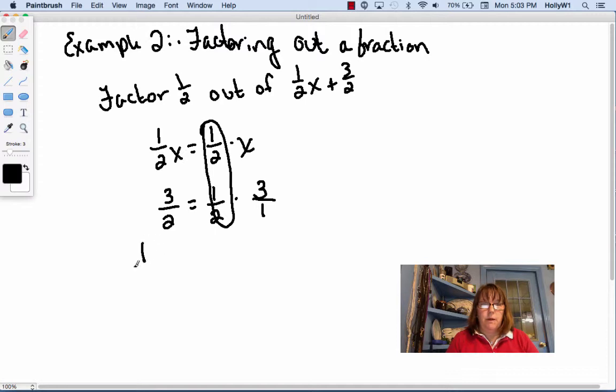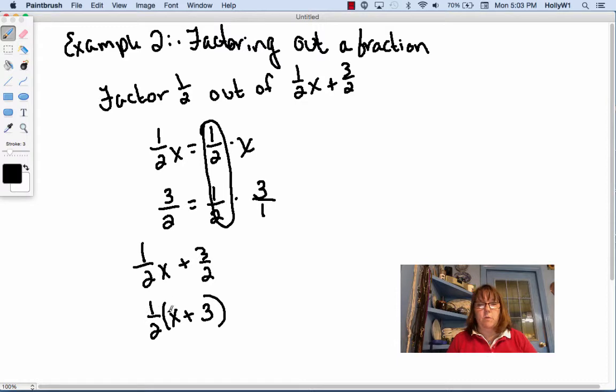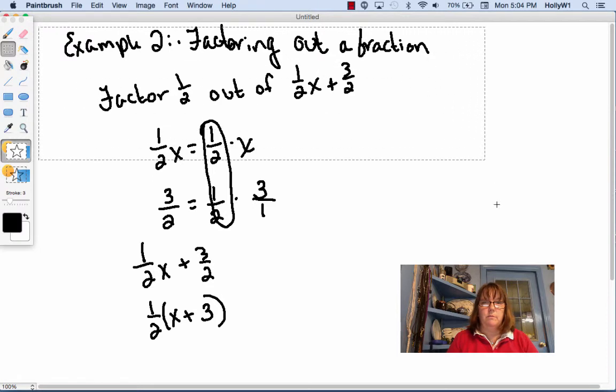So we would rewrite 1/2 x plus 3/2. If we took out the 1/2, we'd be left with x. If we took 1/2 out of 3/2, we would be left with 3. And if you check this, 1/2 times x is 1/2 x, and 1/2 times 3 is 3/2. So it checks out and works well. All right, let's try one more example.